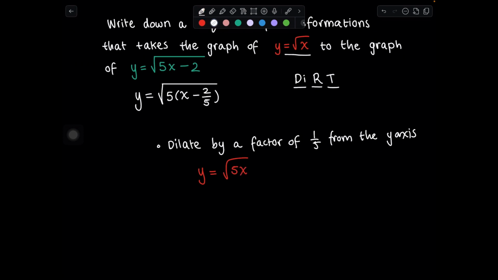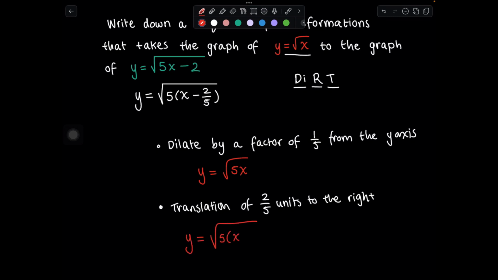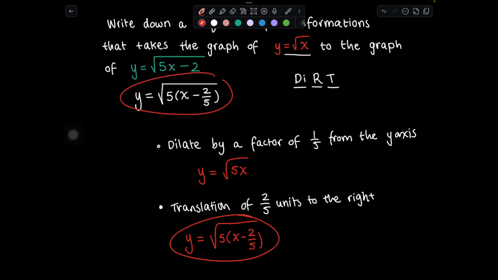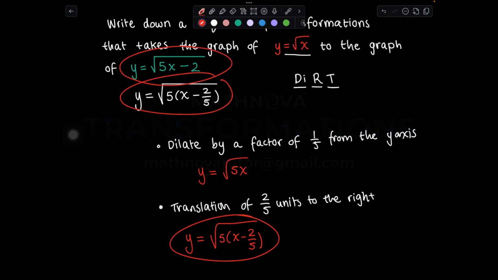Now that we've done that, we need to replace x with x minus 2 on 5. And what that is, it's a translation of 2 on 5 units to the right. And you apply that by replacing every x value with x minus 2 on 5. And now you can see how we got the same answer here, which is the same as our original.